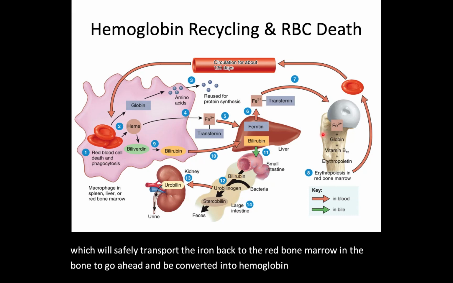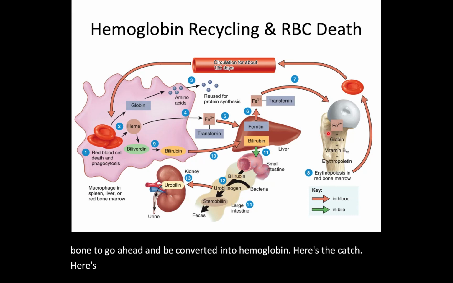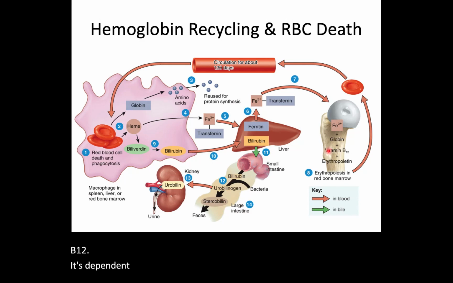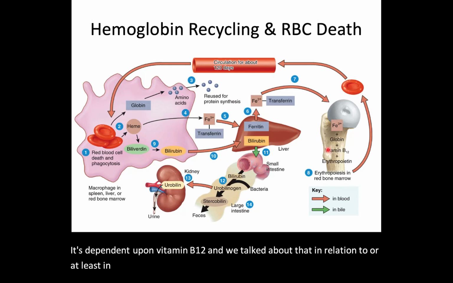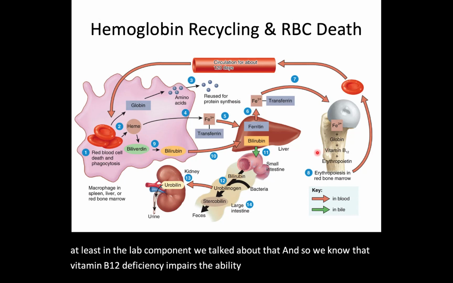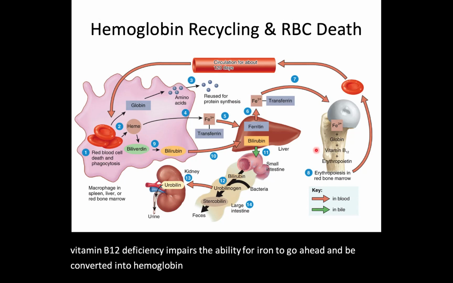Here's the catch. That production of hemoglobin is dependent upon vitamin B12. And we talked about that, at least in the lab component. And so we know that vitamin B12 deficiency impairs the ability for iron to go ahead and be converted into hemoglobin, which creates anemia. Right? That is one of the leading causes of anemia.